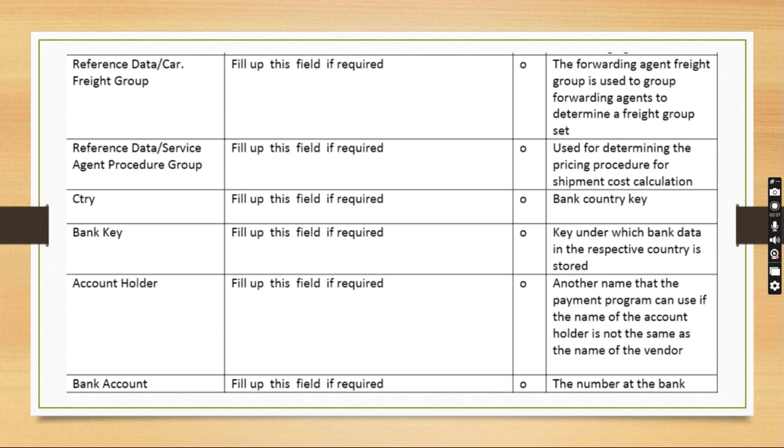CTRY, country key. Bank country key, like France, so the country key will be FR, and US for the US country key. Bank key. Bank key under which bank data of the respective country is stored.